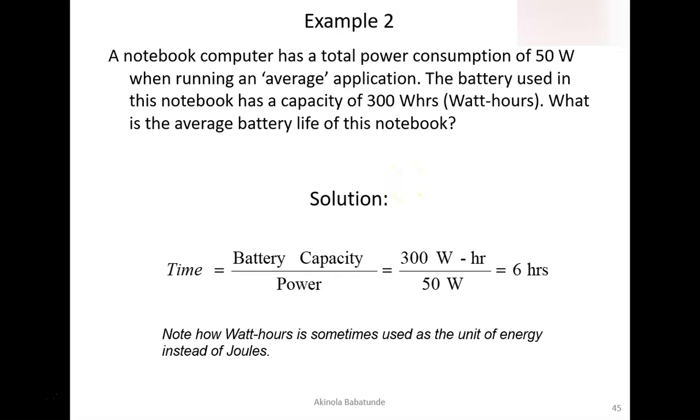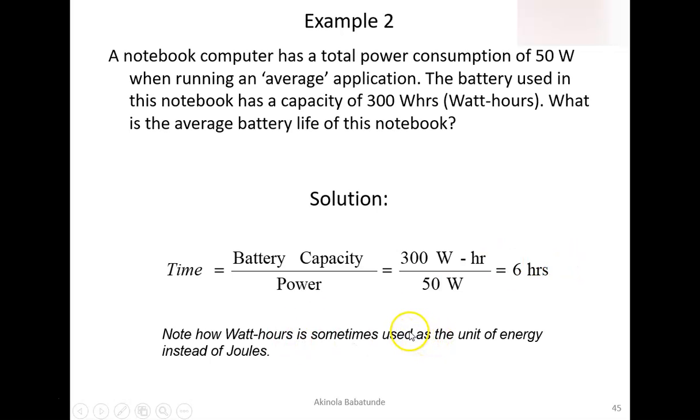This is also straightforward. We know that our time is equal to energy over power. All right, energy for a battery will be equal to the battery capacity, and we have been given in the question that the battery capacity is 300 watt hours. So you can put 300 watt hours here divided by the power consumption, which is 50 watt. When you do that, you have 6 hours left. 300 over 50 is 6. Watt will cancel watt, and then we have hours left. So the total average battery life, which would be in terms of time, is going to be equal to 6 hours for the notebook computer.